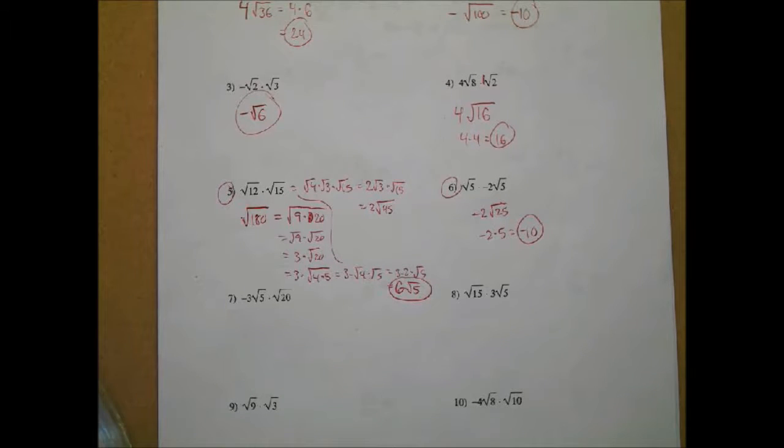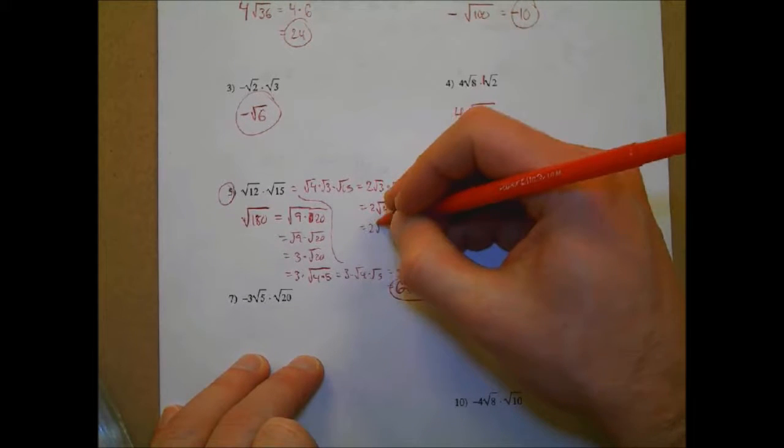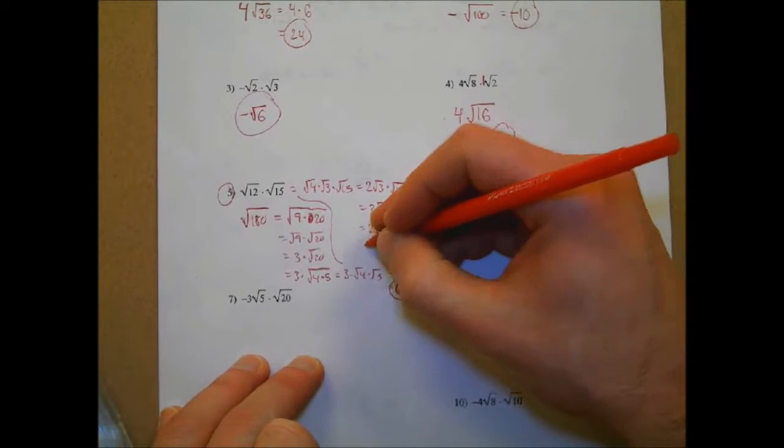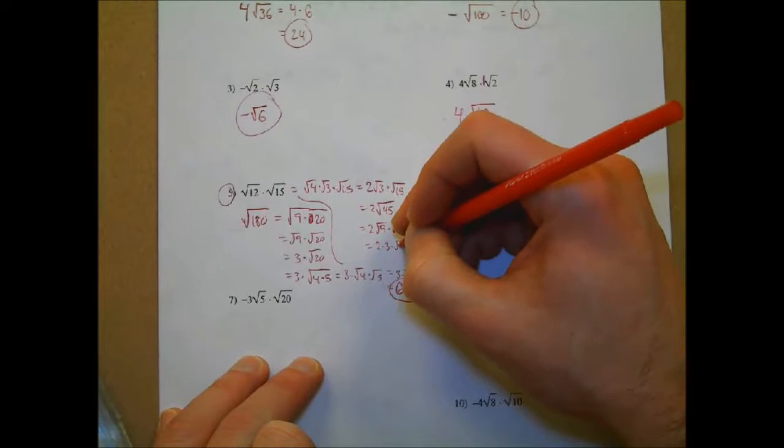There are. What? 9. 9 and 5. And so we could do 2 times root 9 times root 5, which is then 2 times 3 times root 5. And guess what we get? The same answer, 6 root 5.